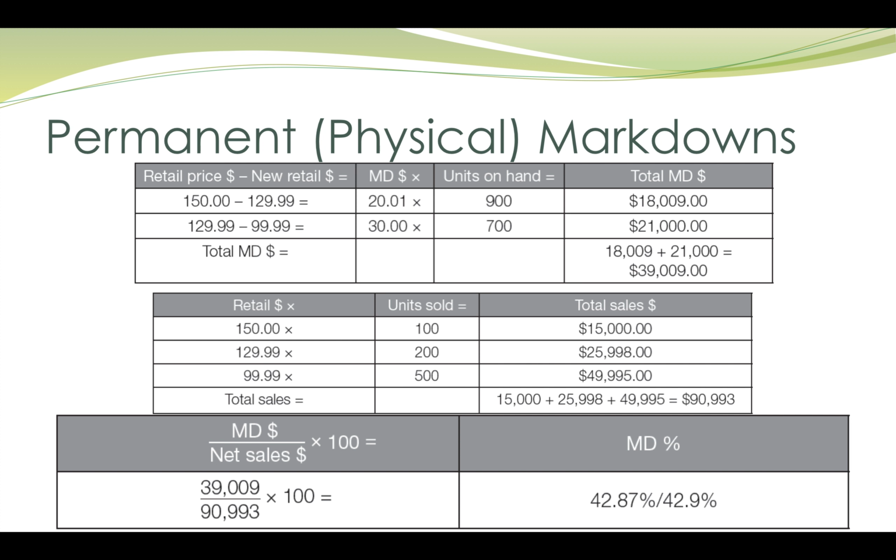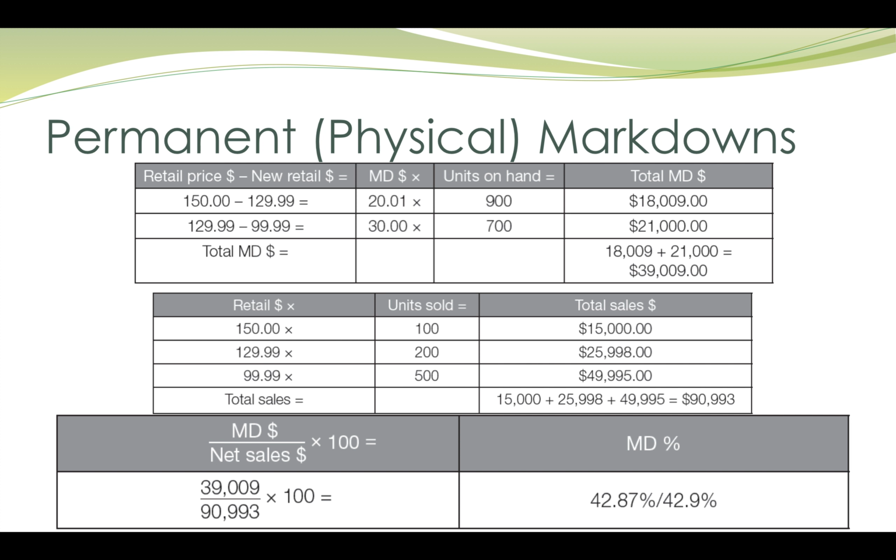All right, so moving through the problem, $150 minus $129.99, that was our first permanent markdown. The markdown value is $20.01 times the units on hand, 18,009. Then we move to the second markdown, 129 to 99. That's a difference of $30 times 700 units on hand, reaches 21,000. So we add the total markdown dollars to reach 39,009.